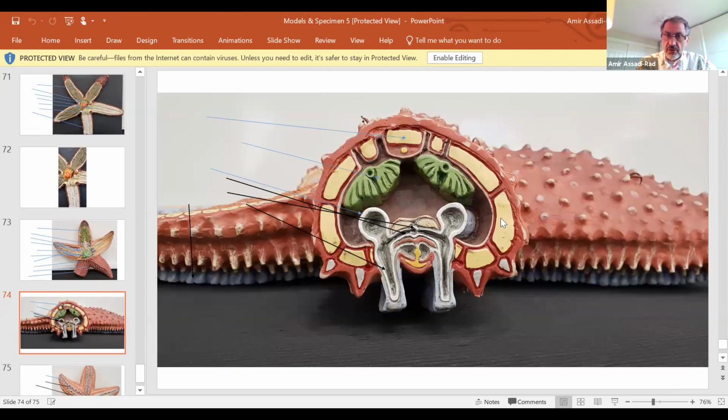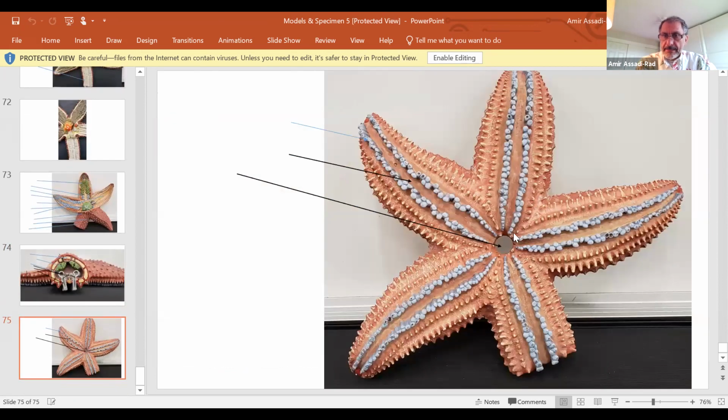Cross section of one of the arms, so podia, ampulla, podia, lateral canal, radial canal, digestive glands, tube feet, podia. Okay, mouth, ambulacral groove, these are podia, and that's it.